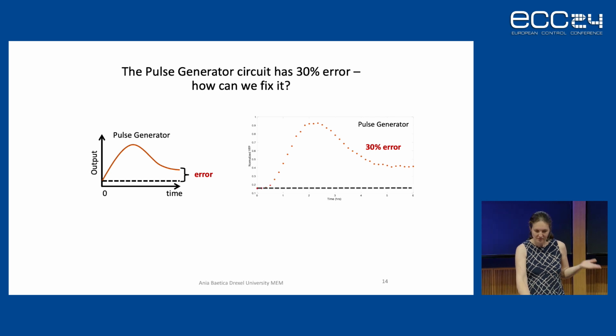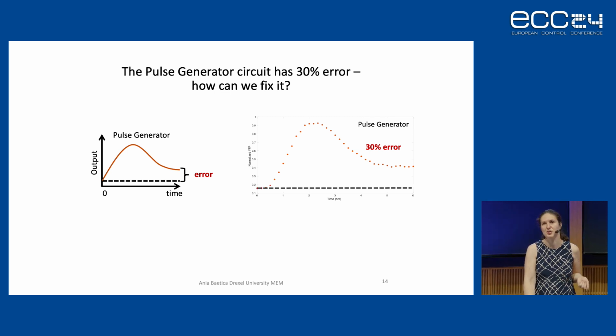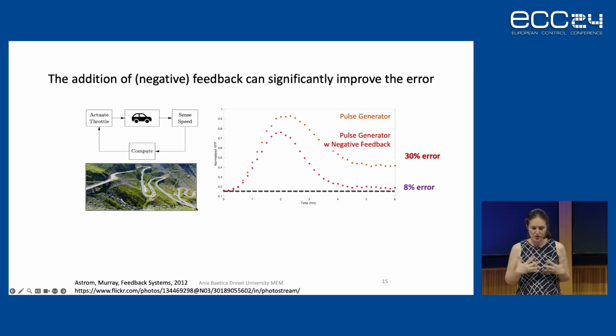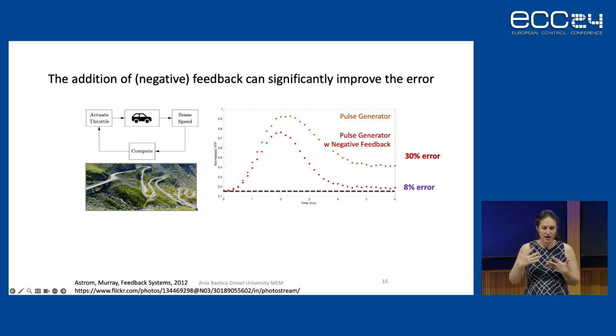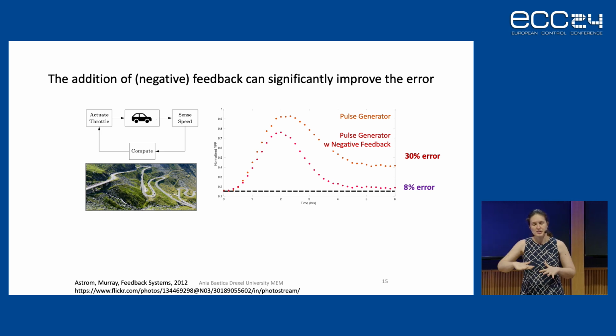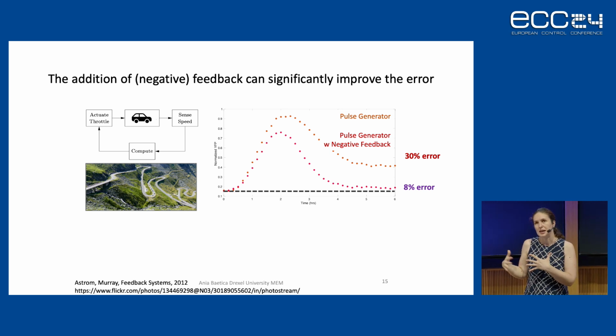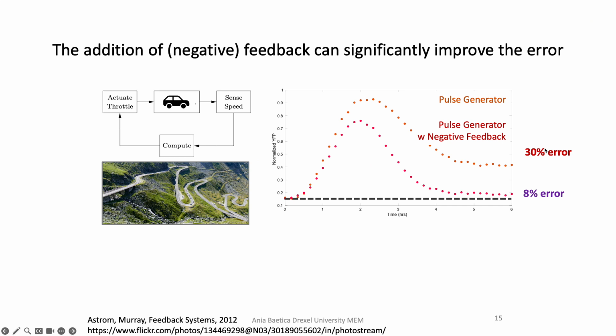So here, how can we fix this pulse generator that doesn't do very well in terms of error? Well, we use our engineering knowledge, and we know from engineering that negative feedback is very powerful as a tool to force the steady state error to go very close to 0. So what we did in the circuit is that we implemented a negative feedback on top of the pulse generator that we had, and it reduced our error from 30% to about 8%. So we were pretty excited about that.